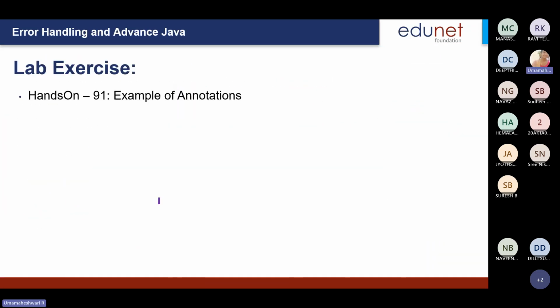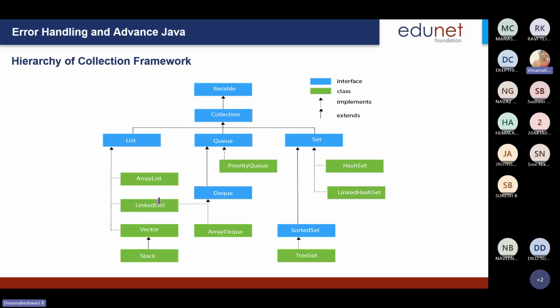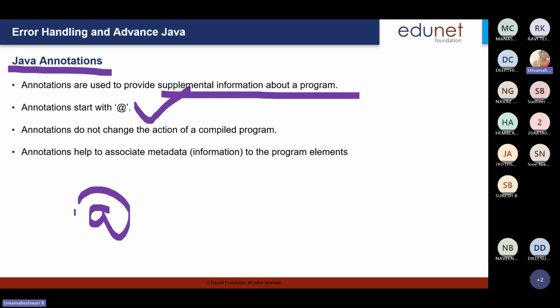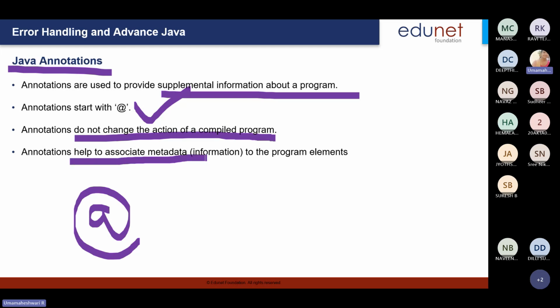Collection we have completed. So now we are in the annotation part, right? So let's see what is Java annotation. Annotations are used to provide us supplemental information about the program. And this annotation starts with the at symbol. An annotation does not change the action of the compiled program. Annotation helps to associate metadata to the program element.